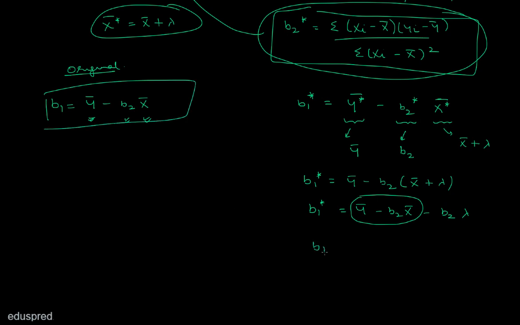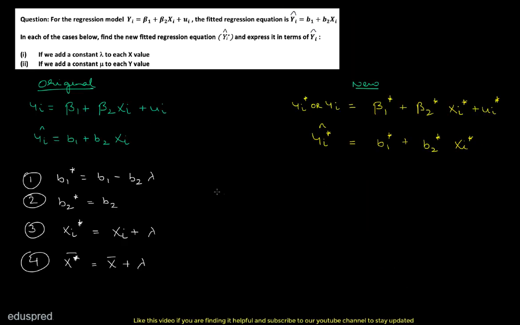So this B1 star is actually equal to B1 minus B2 lambda. Okay, so this is the relationship between B1 star and B1. So now we are done finding all the relationships that we wanted to find to reach the final answer. This is what we have got till now, and our motive is that we have to write the new fitted regression equation in terms of yi hat. That means we have to write yi star hat in terms of yi hat.